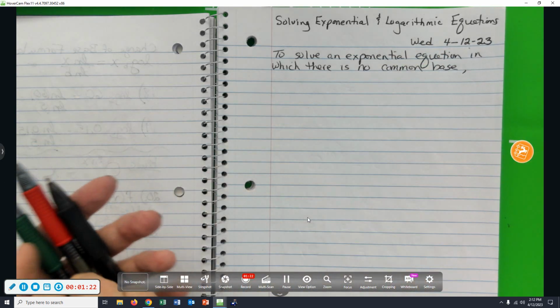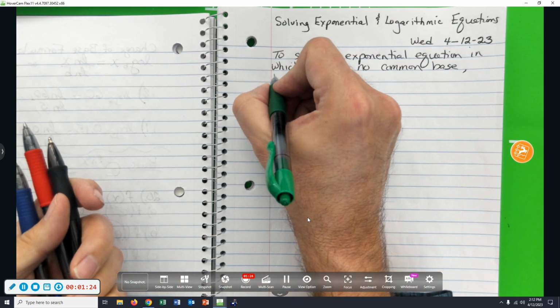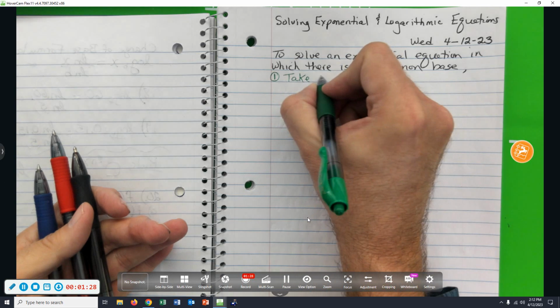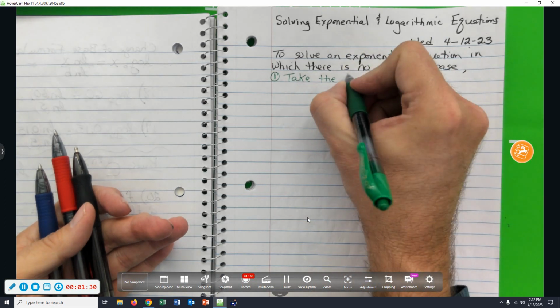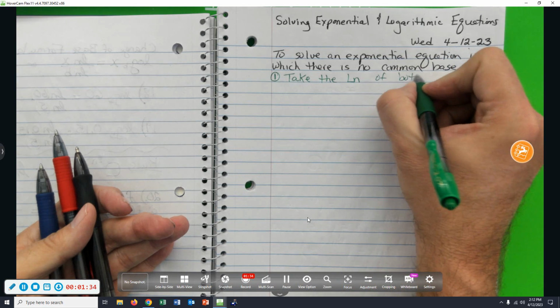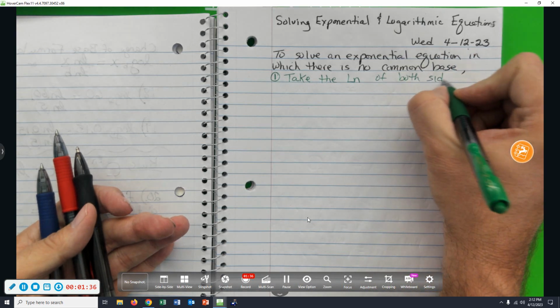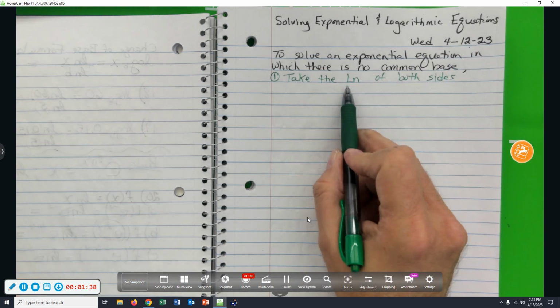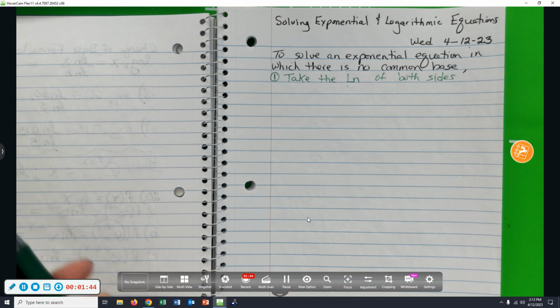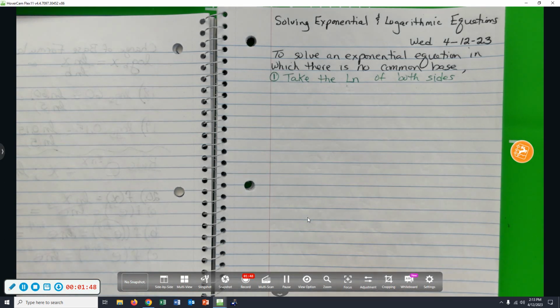I'm going to follow 3 steps. First, take the natural logarithm of both sides. I'll write take the ln of both sides. I'm writing it like that with a capital L because I think that's how most of the calculators have it labeled. Okay? That's a real easy step. All you do at that point is just stick ln in front of each side.